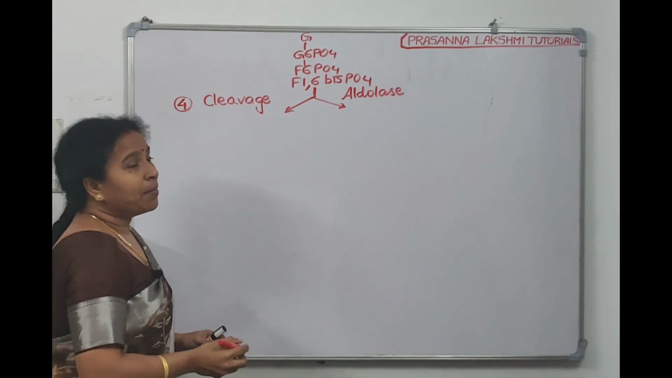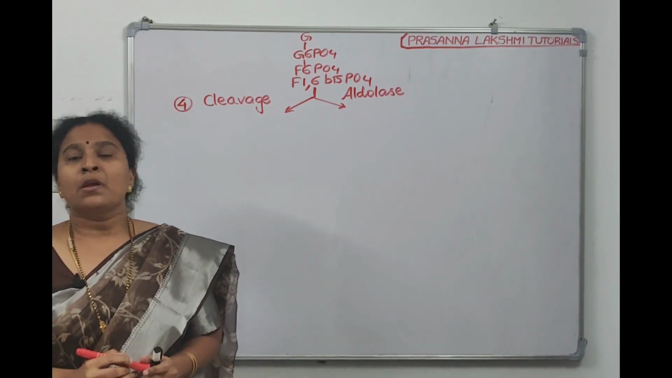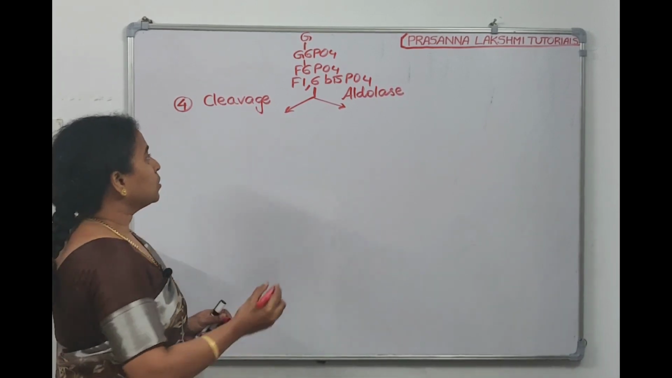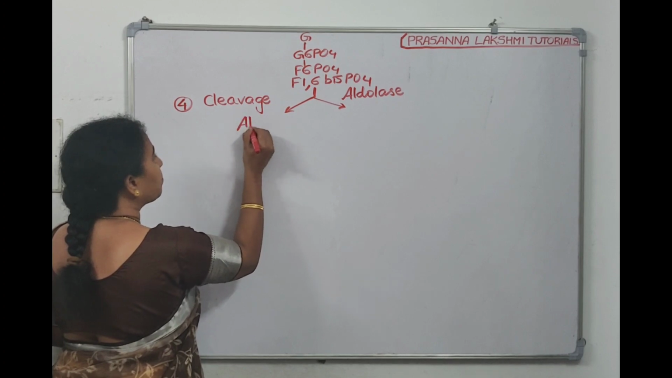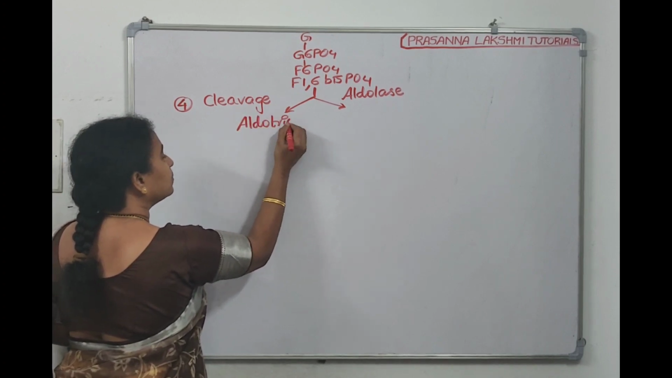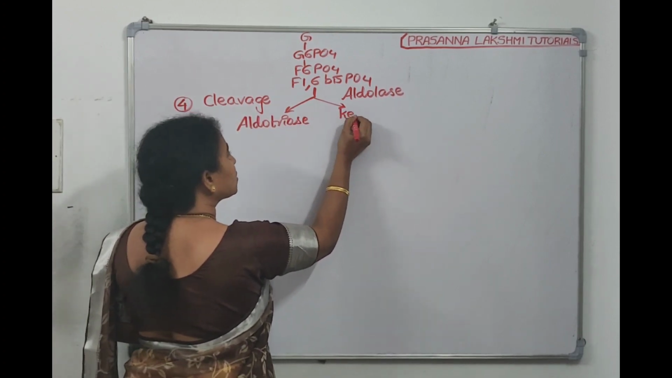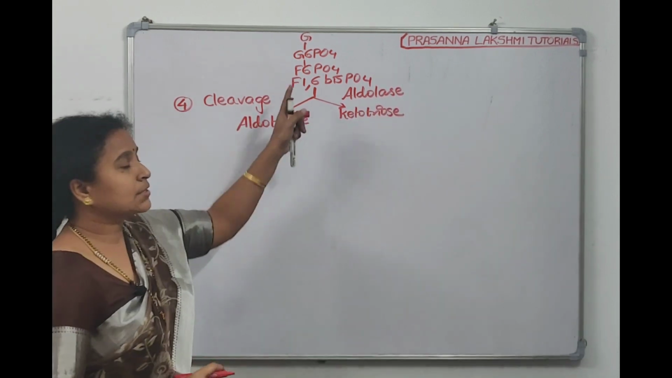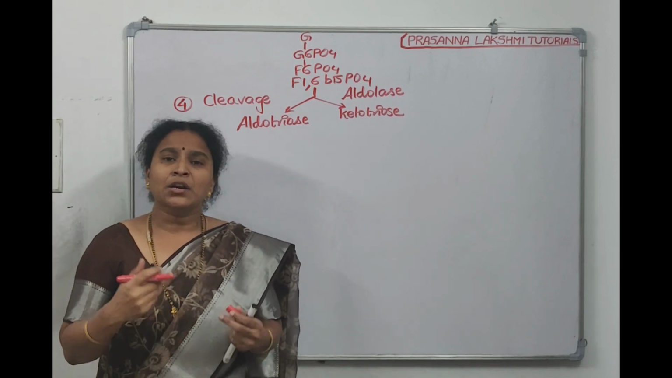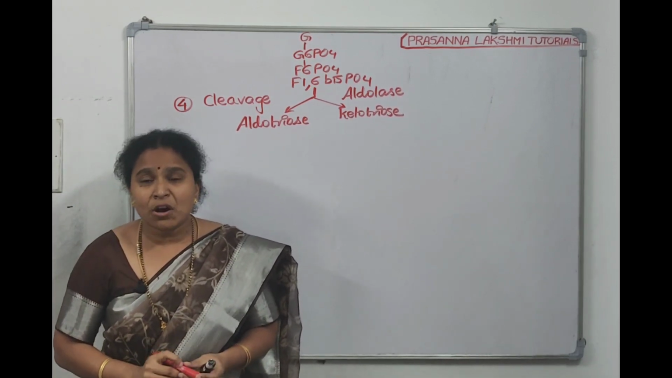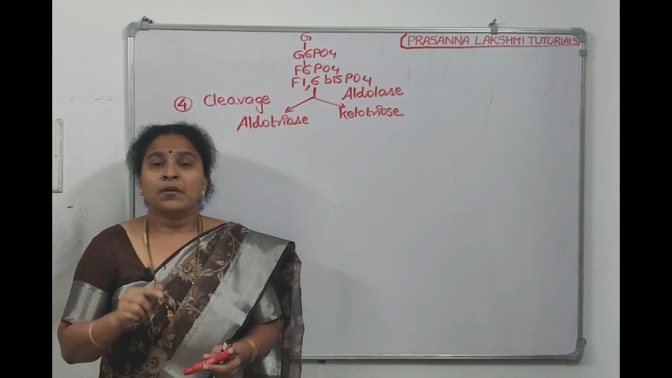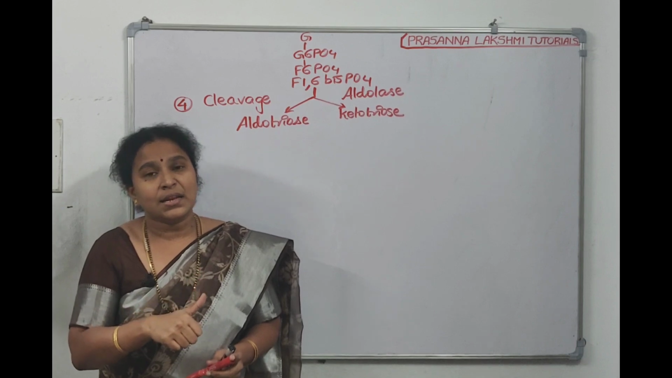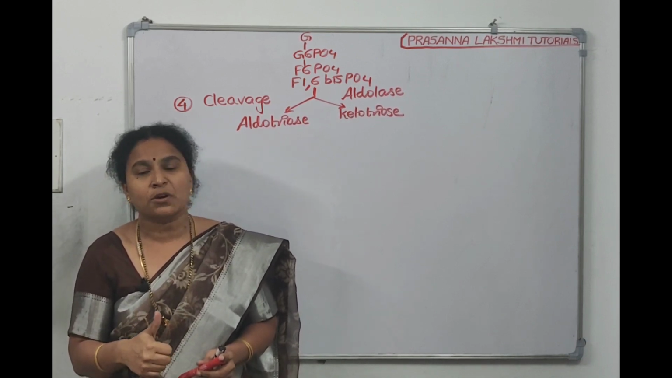aldolase. So when you are breaking a 6-carbon sugar, you will get 2 3-carbon sugars. So one sugar is called aldotriose. The other sugar is called ketotriose. When you are breaking a 6-carbon sugar, it's obvious that you will get 2 3-carbon compounds. A 3-carbon sugar is called triose. One 3-carbon sugar which has aldehyde as a functional group is called aldotriose. Another 3-carbon sugar which has ketone as a functional group is called ketotriose.